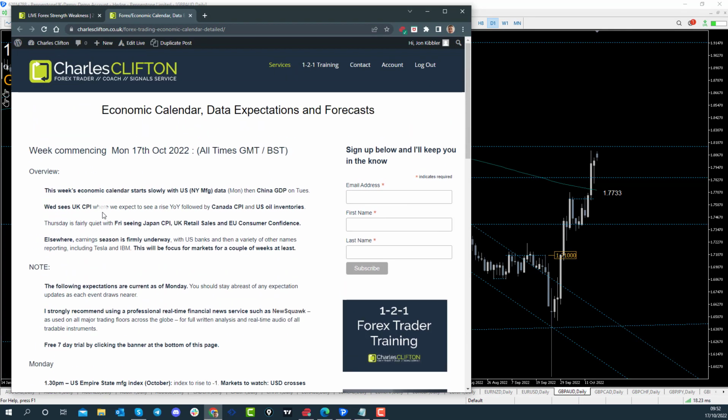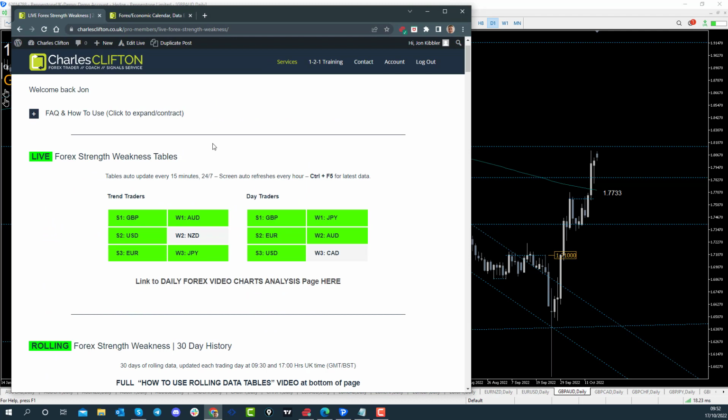Well worth doing. Going back to the live Forex Strength and Weakness tables, we've got several charts that we can look at. We could look at pound versus the Australian dollar, pound versus the yen, Aussie versus the US dollar, dollar versus the yen, euro versus the Australian dollar, and euro versus the yen. So lots of charts to go through. Let's dive into the first one.